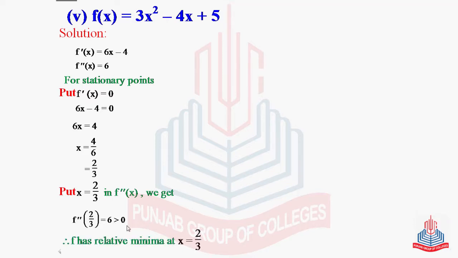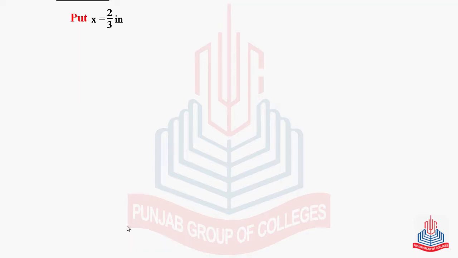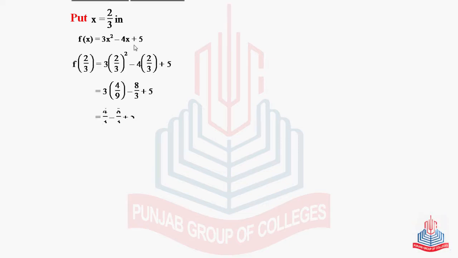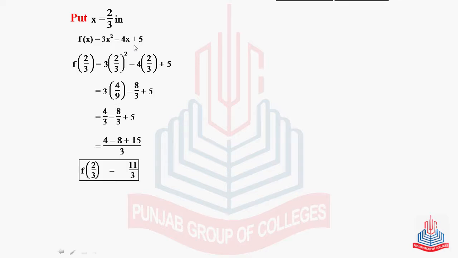So f has relative minima at x is equal to 2 by 3, and to find that minimum value, put x is equal to 2 by 3 in our given function, and by simplifying that will return a value 11 by 3, and this 11 by 3 is the minimum value of the given function.